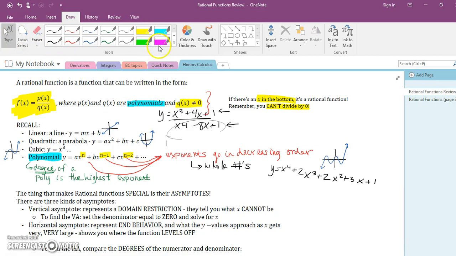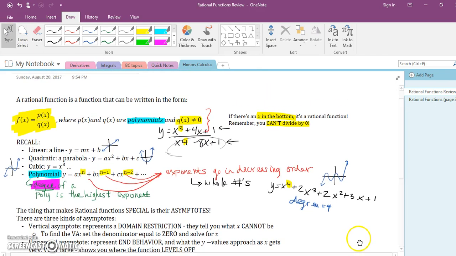To find certain parts of rational functions, you're going to need to know what the degree of a polynomial is. The degree of the polynomial is just the highest exponent. So in this case here, this polynomial, the degree would be 4, because the highest exponent is 4. In this case here, the degree would be 3. Here, the degree would be 4. So you just look for the biggest exponent in the whole thing. So pause the video if you need to get any more of this down. And then once you have it written down, unpause it and keep listening.